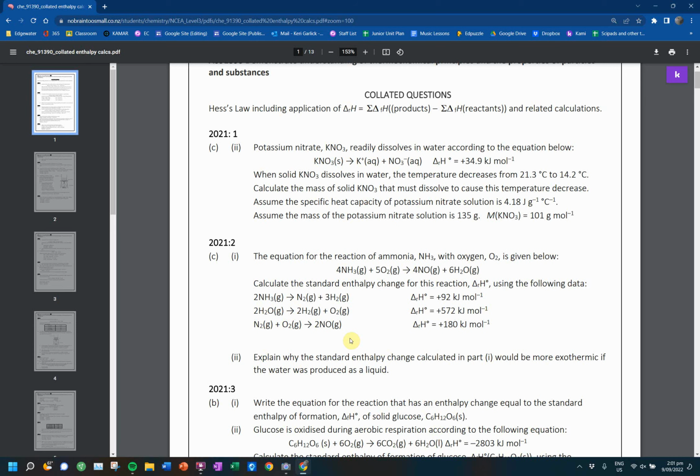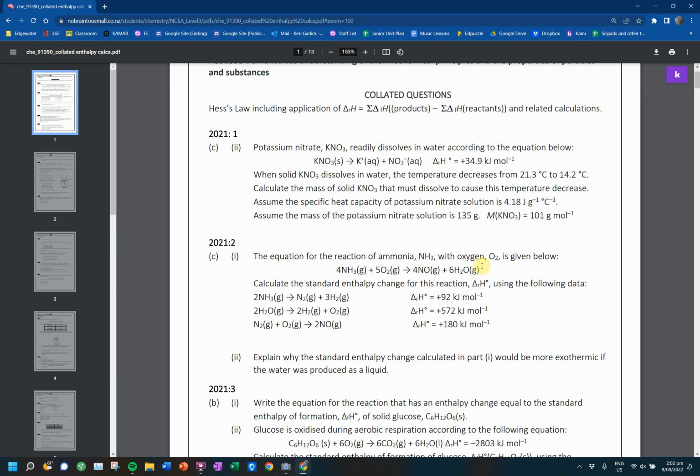And they often love this question here. Explain why the standard enthalpy change calculated in part 1 would be more exothermic if the water was produced as a liquid. So in this case, we can see that the water is being produced as a gas. That's a common follow-up question because then you have to talk about how the energy is being used. Well, in this case, you'll save energy because you're not having to break all the bonds to make it from a liquid to a gas. So they ask it in both ways. And that's what I'm saying, that you have to pay attention to state.